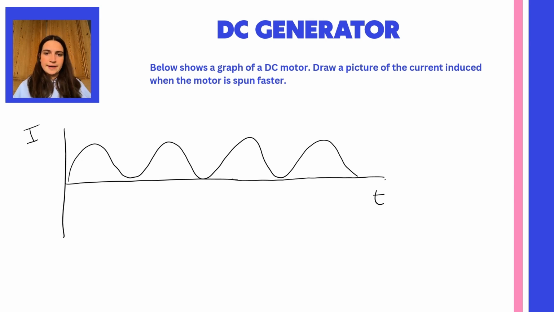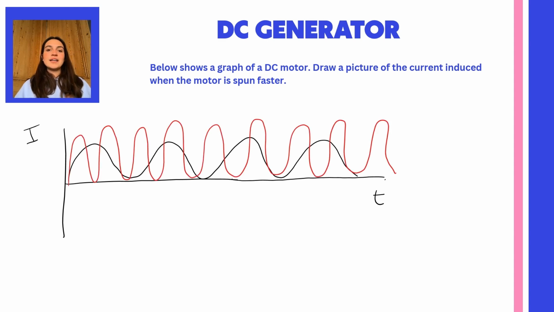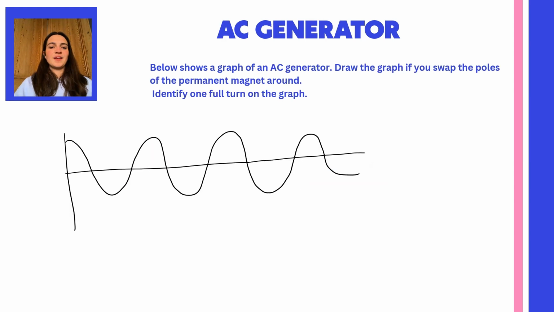But okay, what did the question actually ask me? It asked me to draw a picture of the current induced when it's spun faster. So I should know faster relative movement of conductor and magnetic field is going to give me a larger current. So I want the amplitude of this graph to be larger, but also I am going to complete more turns in the same amount of time. So I need my time period to also be shorter. So I'm looking for a bigger amplitude and a smaller time period, smaller space between these waves.